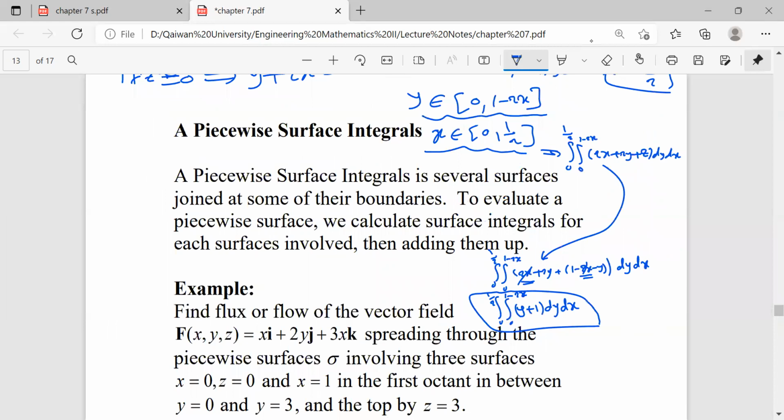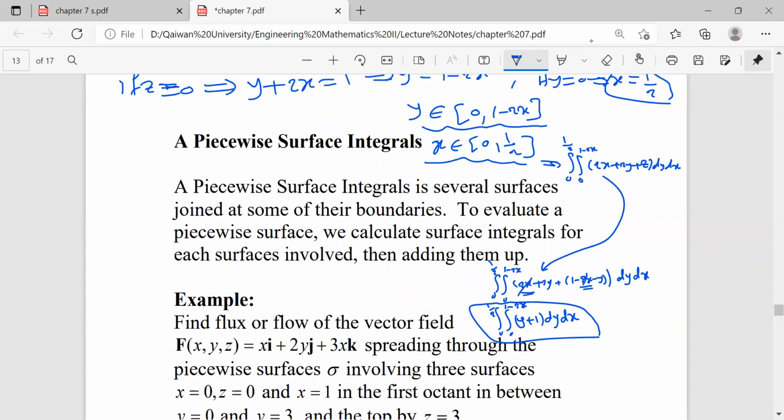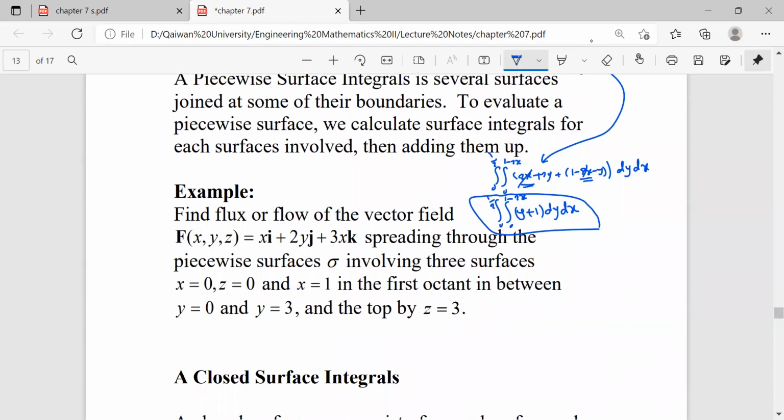Now we have piecewise surface integrals. For piecewise surface integrals, we find the flux for each surface separately, and then we find the sum of them. As you see, here we have given an example. It says find the flux of flow for the vector field. Here we have given only one vector field, and we find the flux for this vector field over each of the piecewise surfaces.